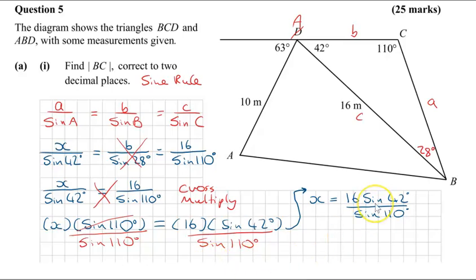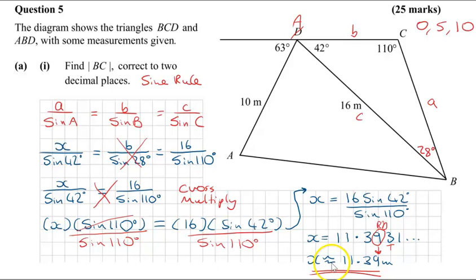And you can stick this into your calculator then, 16 sine 42 over sine 110. Make sure you're in degree mode. We get X equal to 11.3931 and correct to 2 decimal places, the 9 is the rounding digit because that's the second decimal place. The 3 is the telling digit. The 3 tells the 9 to rest. So 5 or more, let it soar. 4 or less, let it rest. So we get X is approximately equal to 11.39 meters. Don't forget your m for meters. That's for 10 marks.